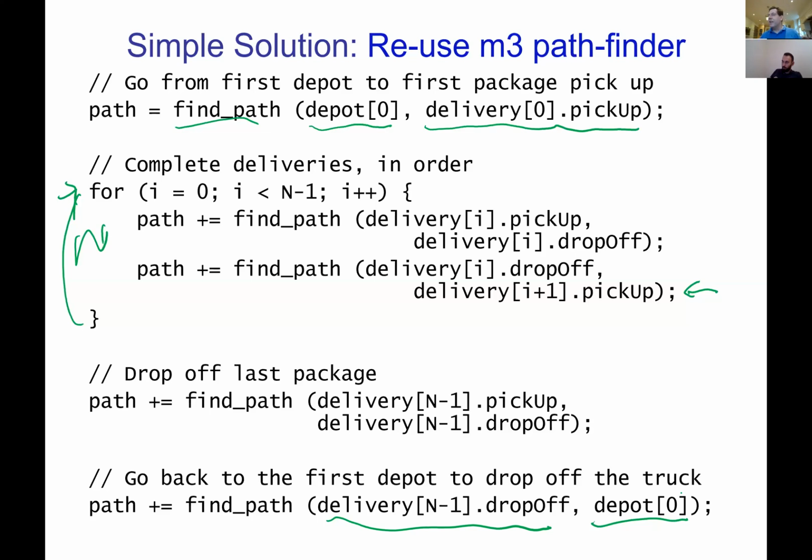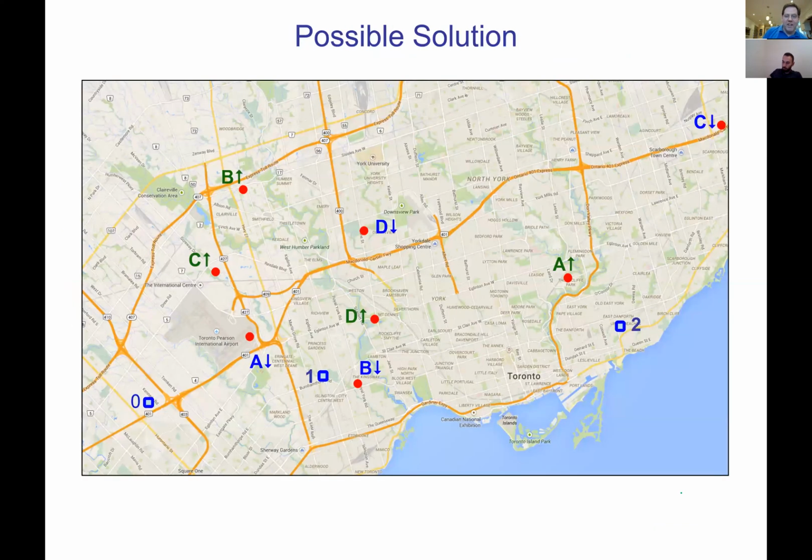Okay, so does everybody understand that? Any questions on that algorithm, or is it pretty clear how that would produce a legal solution? Okay, so I'm going to take that as it looks good. Okay, so let's draw what that would be for a simple test case.